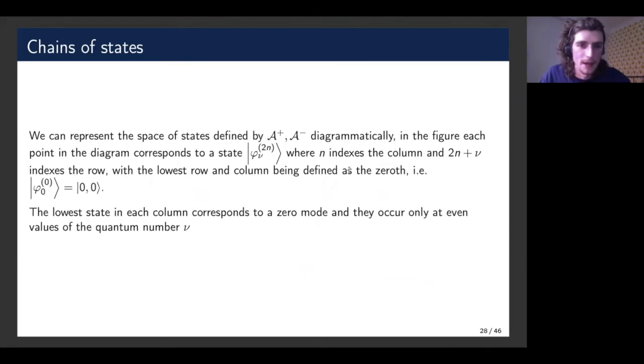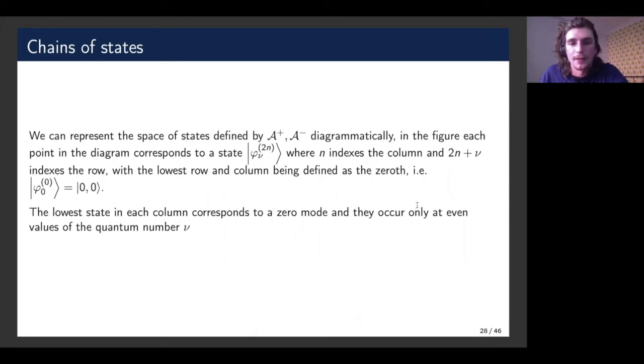I mentioned as well that in this pictorial representation, n and nu start at zero. N and nu equal to zero corresponds to the ground state. Then n indexes the column that we're in, and 2n plus nu indexes the row that we're in, with the lowest row and column being defined as the zeroth.